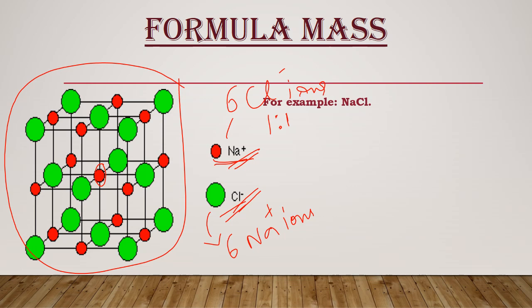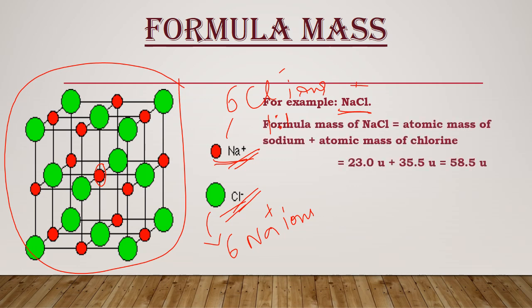Calculation part remains the same. Just like how we calculated molecular mass for one molecule of a covalent compound, we will calculate the formula mass in a similar fashion. That is, if I want the formula mass for NaCl, all I have to do is add up the atomic mass of sodium and the atomic mass of chlorine. The atomic mass of sodium is 23. The atomic mass of chlorine is 35.5. So when we add up, we get the formula mass as 58.5.